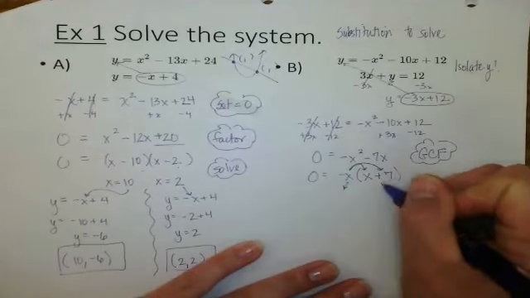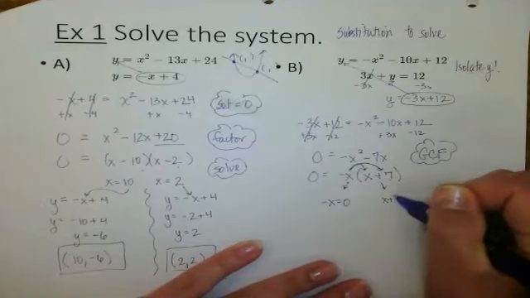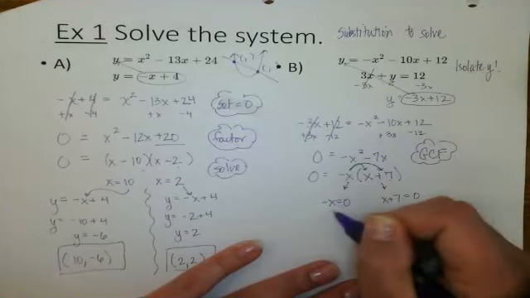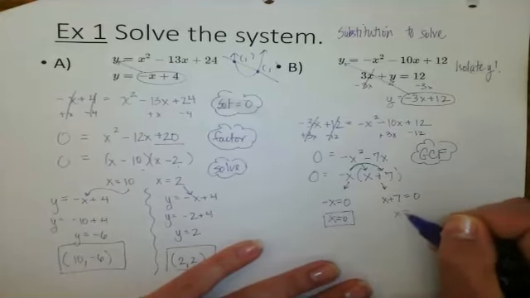And then we can set each factor equal to 0. So negative x gets set equal to 0. X plus 7 gets set equal to 0. Well, divide by a negative. X is just 0. And here, x is negative 7.